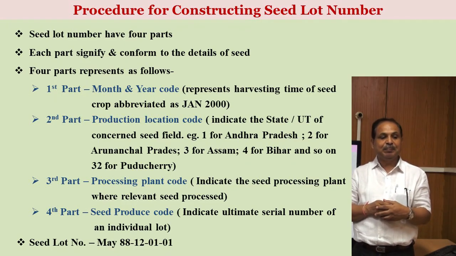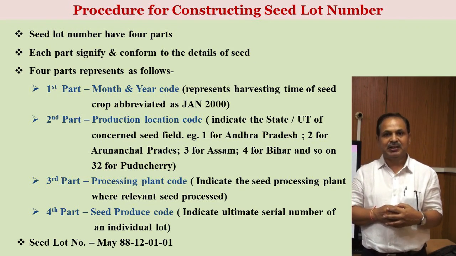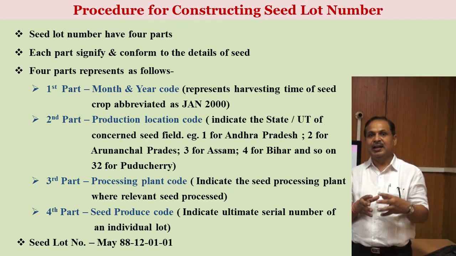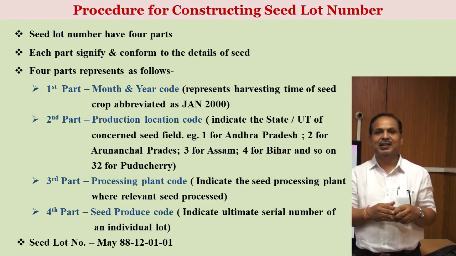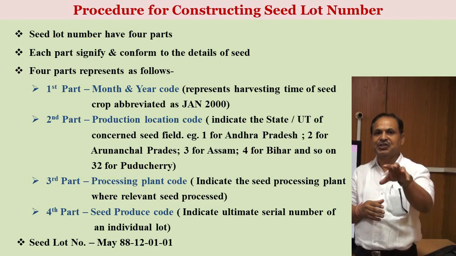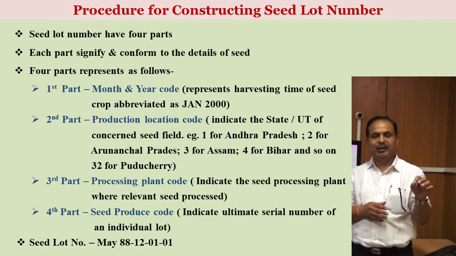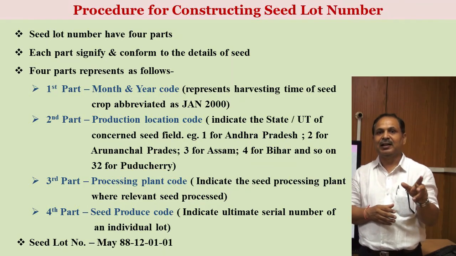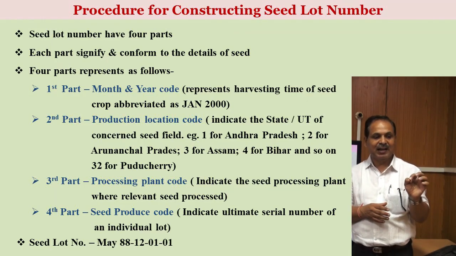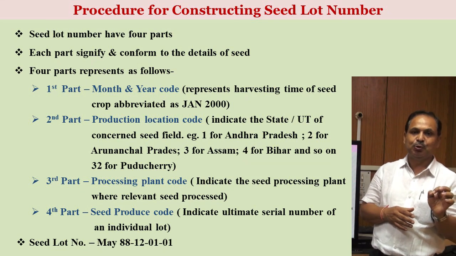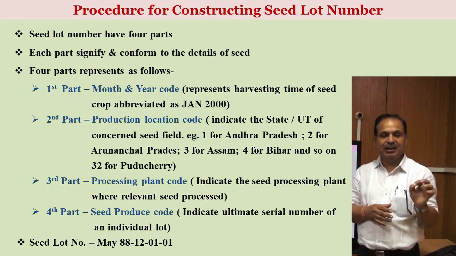The third part is the processing plant code. Generally, in each state there are certifying agencies, and these certifying agencies designate numerals to the different processing plants available in the particular area or state. So it indicates the seed processing plant where the relevant seed has been processed. We can trace back where the seeds have been processed. The fourth and last part is the seed produce code. It is ultimately the serial number of the individual lots.